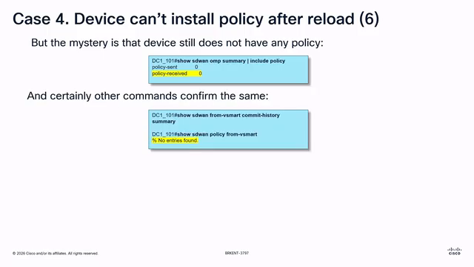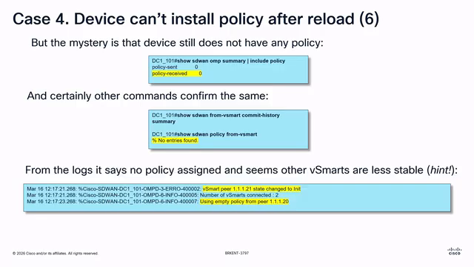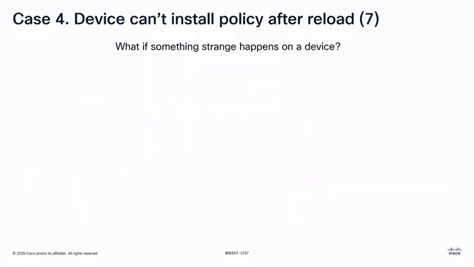0. And we check the usual commands. No policies presented. But in the logs, sometimes the router is really crying, help me. There is a problem. In the logs, we can see that sometimes the vSmarts are flapping. It's already a red flag for us, right? If the vSmart is flapping, maybe something is wrong. What to do next?